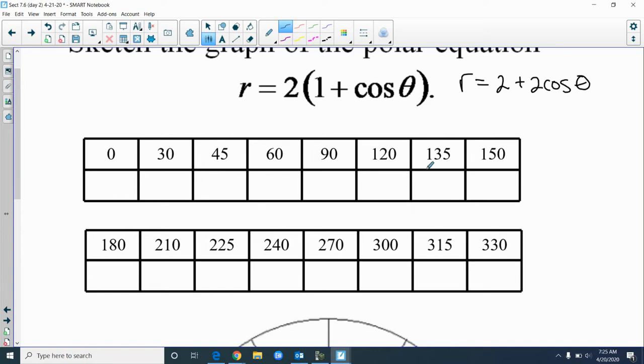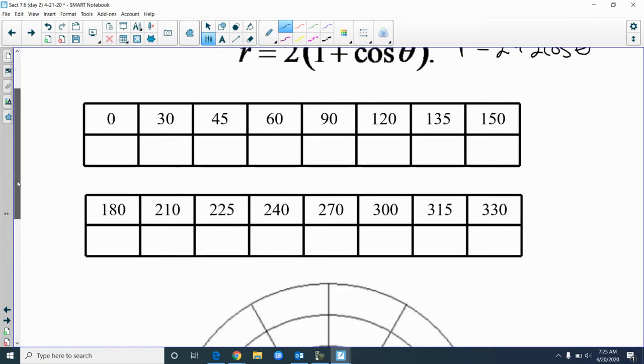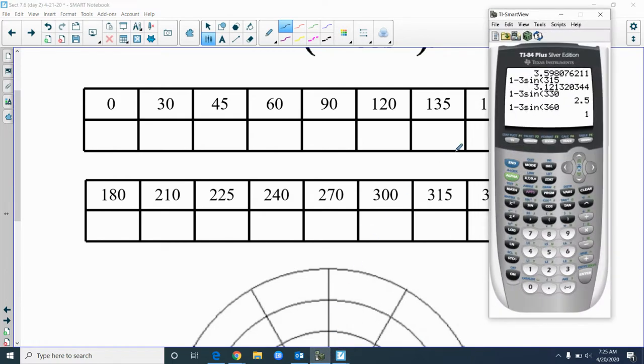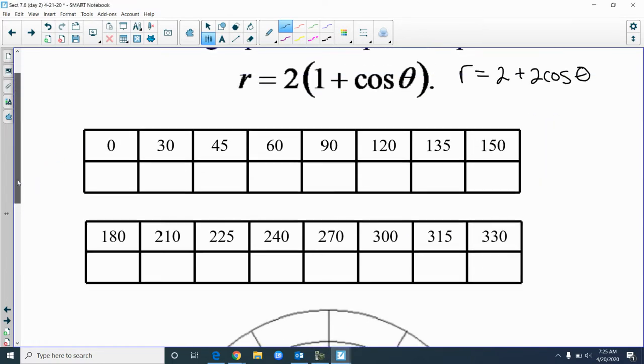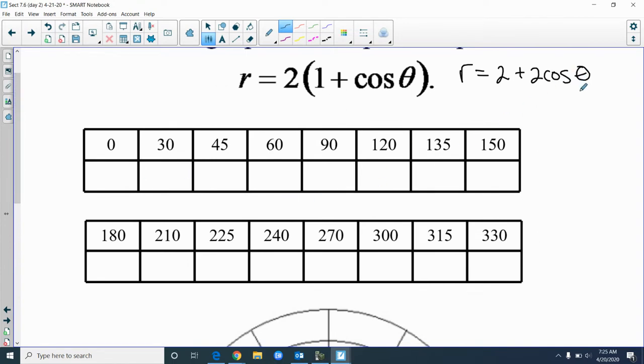Let's list these first before we actually plot those. And just use your calculator. So what was it? 2 plus 2 cosine of theta. Theta will go into here. And 0 degrees. Well, what is 0 degrees?